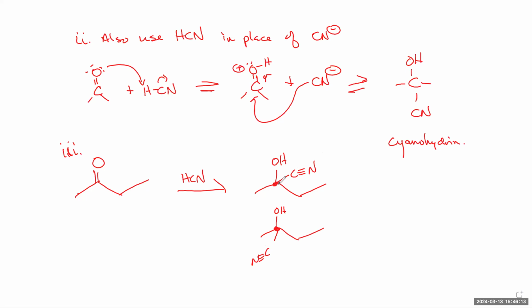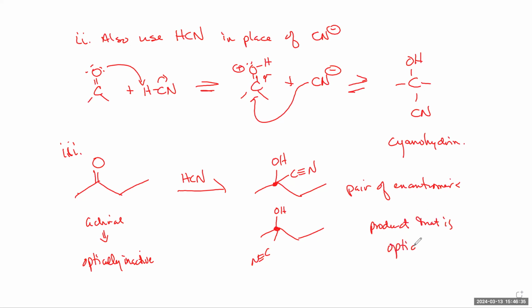I'm not implying any kind of stereochemistry to it. If it creates something that's chiral, as this does, you'd get a pair of enantiomers. Remember, if you start with achiral, that's optically inactive, you got to get a product that is optically inactive. We're not going to really worry about that. There's so much on here. We can come back to those details.